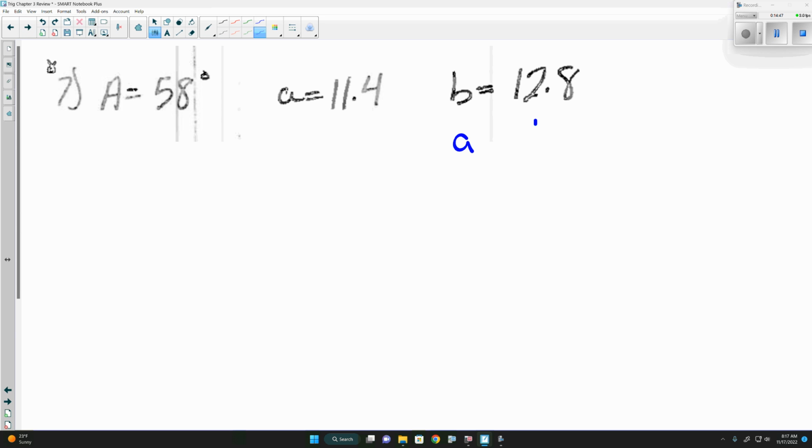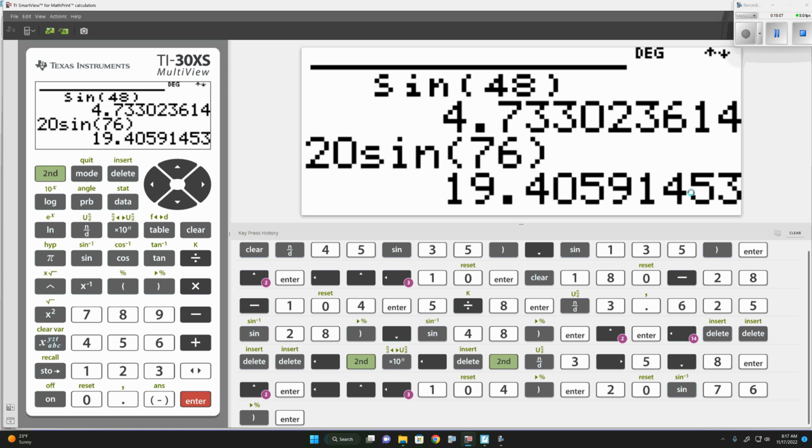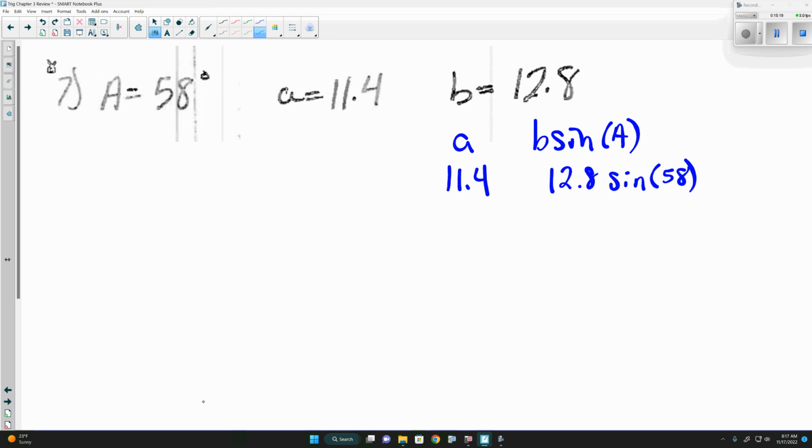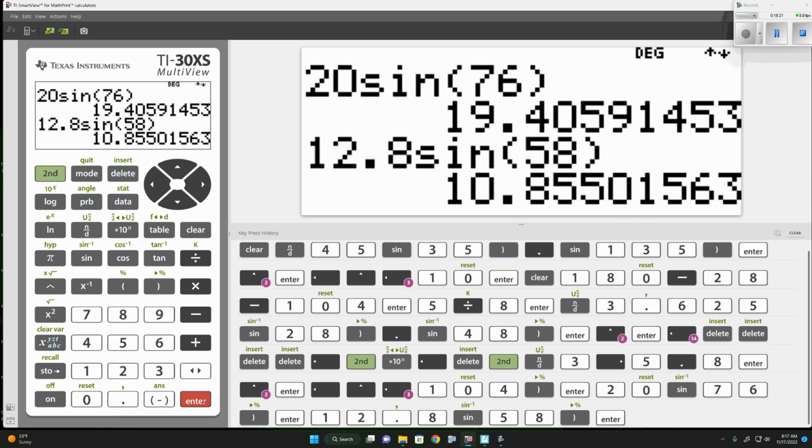Dealing with A and B sine of A, it's nice that they're still using A and B. So A is 11.4, and B, we have 12.8 times sine of 58 degrees. So 12.8 sine of 58. Yep, 10.85.